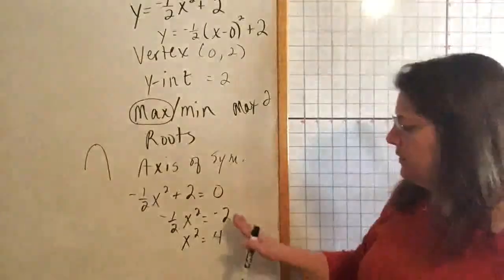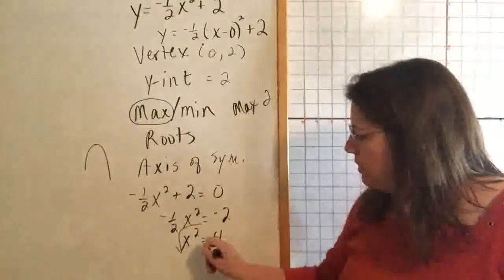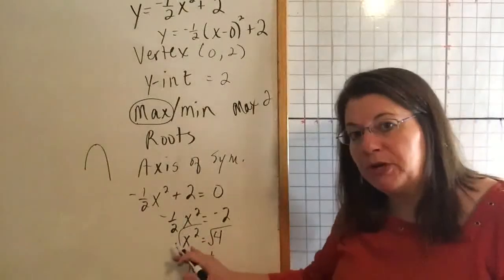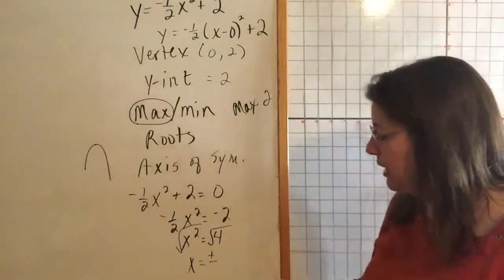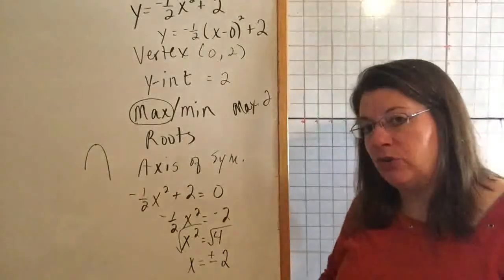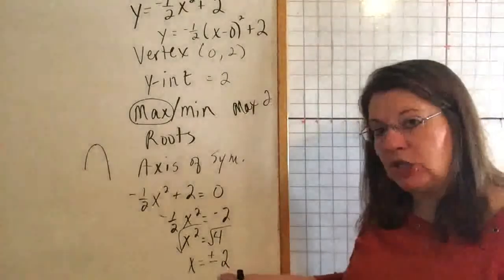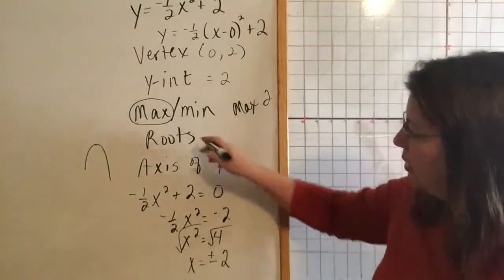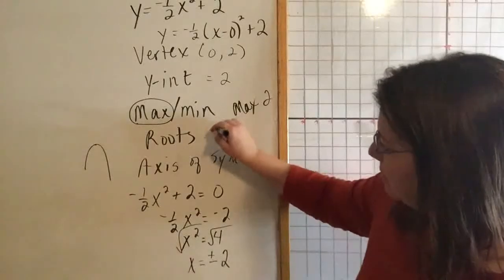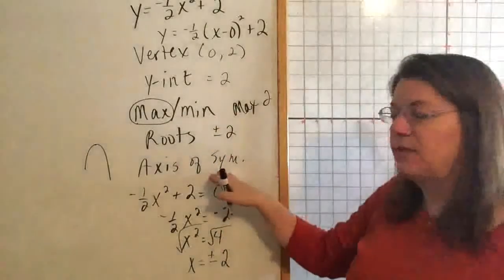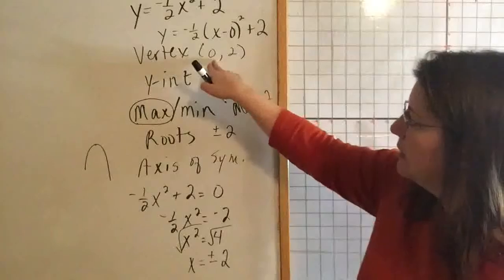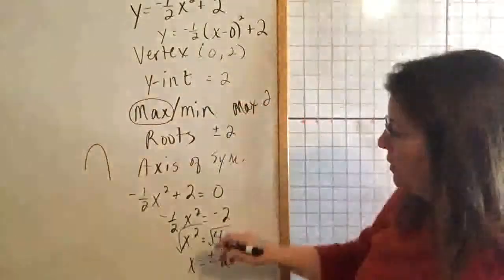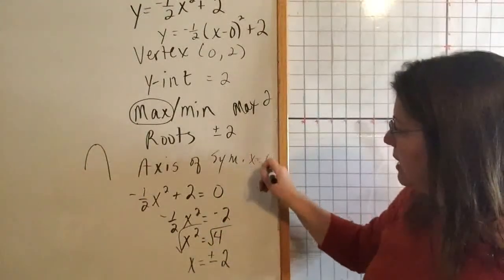And then to finish that off, if I take the square root of both sides, I end up with x equals plus and minus. Remember, when we take the square root, we have to put a plus minus in front, and that ends up being plus or minus 2. So my two roots are at 2 and negative 2. My axis of symmetry we still haven't found yet. Our axis of symmetry is x equals the x-coordinate of the vertex, so our axis of symmetry is x equals 0.